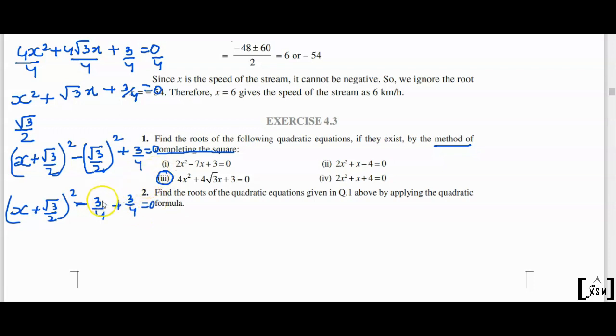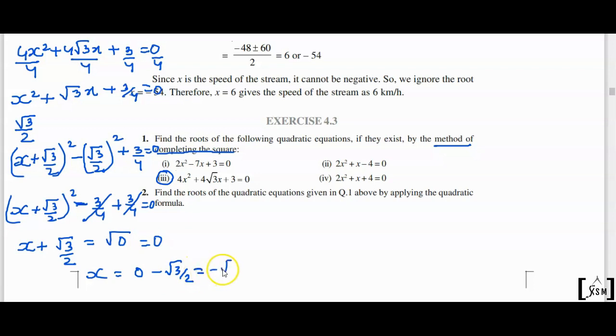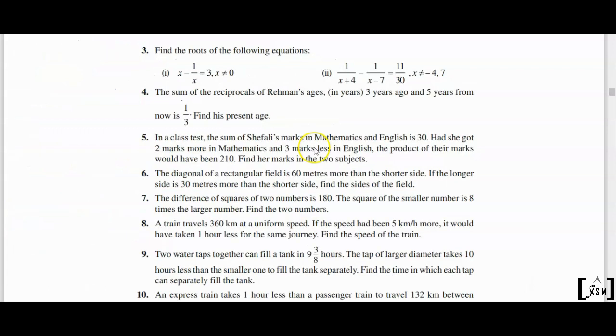Now minus 3 over 4 and plus 3 over 4 will be cancelled. So we are just left with (x plus root 3 over 2) squared, and when this square goes to the other side, it will become square root of 0. Anyway, square root of 0 is just 0. So we'll solve it. x equals 0 minus root 3 over 2, which is minus root 3 over 2. So this is also one case where we have got only one value of x, right? Let's move on.